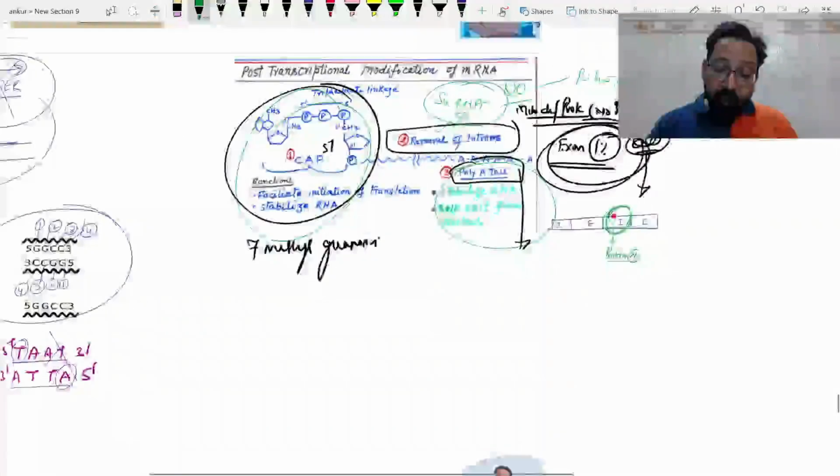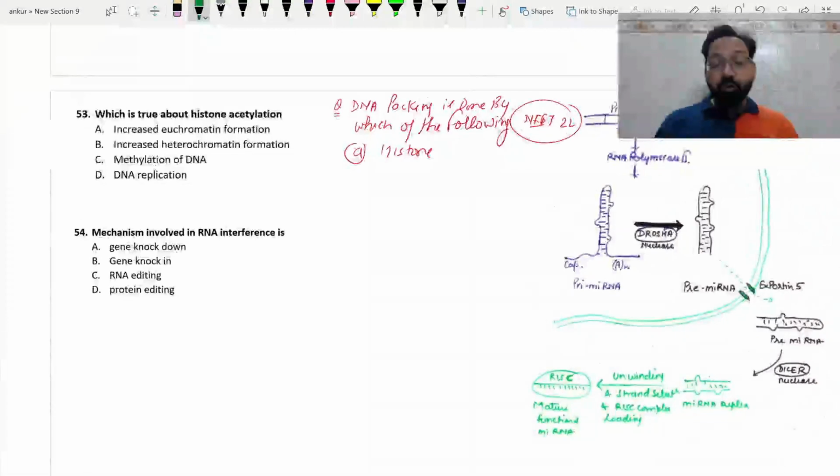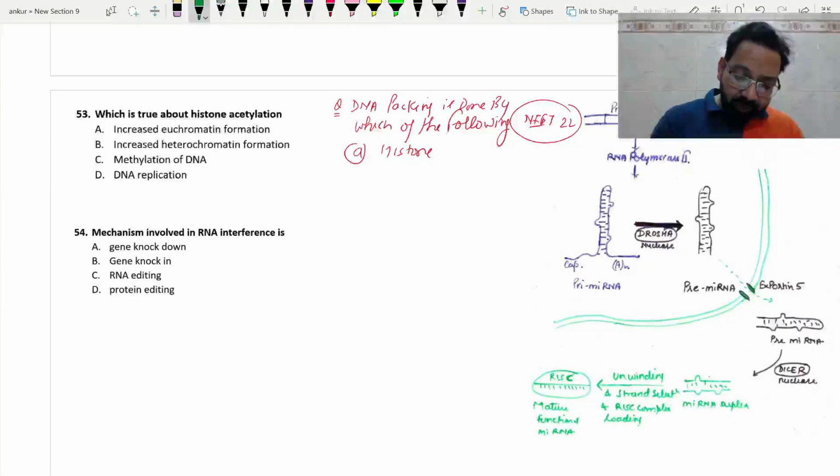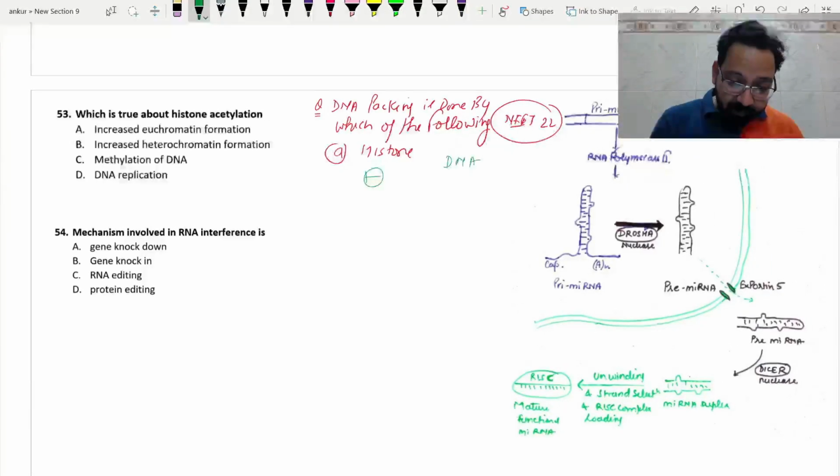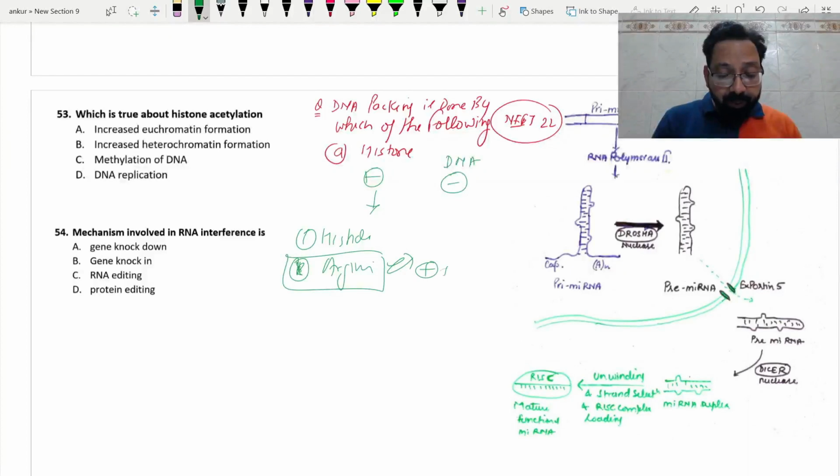So capping, poly-A tail. Yes. Now, which is true about histone acetylation? You all know histone proteins have positive charge. DNA has negative charge. A question was asked, histone protein has which amino acid? Option A histidine, option B arginine. You all know arginine will be the better answer. Arginine is most basic. Arginine and lysine are more basic. Actually, histone protein has arginine and lysine, not histidine.